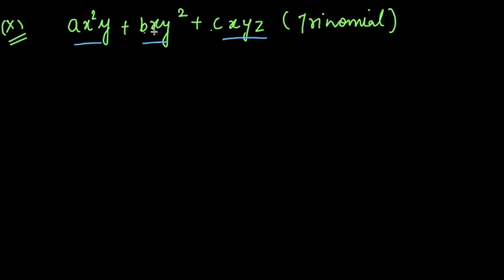In x square, it is x, and in the other terms it is x, so x can be common. Here I have a y, and in the second term it is y square, so y is also common. Z is only in the last term, so it cannot be a common term.